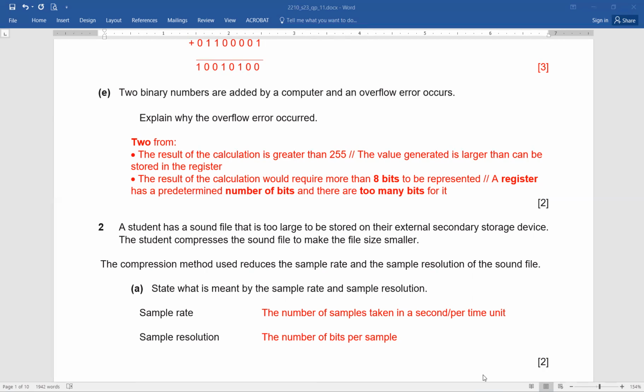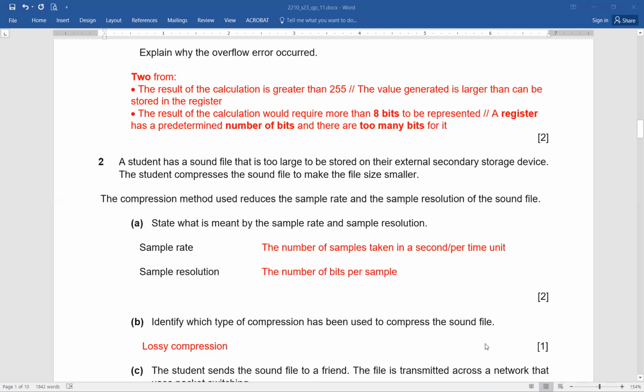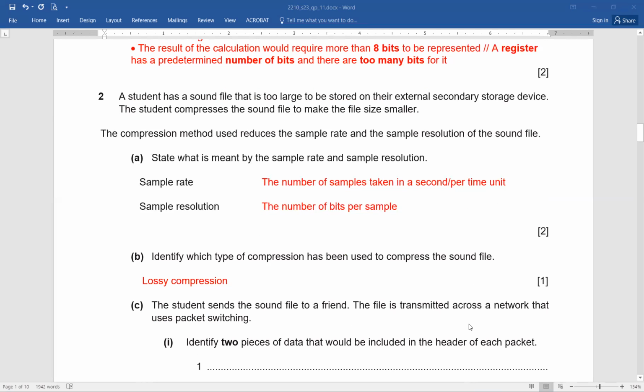Now here, the question is state. It means that you only need, and so it's a 2-mark question for 2 definitions. So what will you be doing? You will simply be writing down the main points regarding sample rate, the number of samples taken in a second, or the number of samples taken per unit time. And similarly for sample resolution, the number of bits per sample. So in this manner, you can easily score 2 out of 2 if you know the definition and you are able to recall the right definition at the right time.